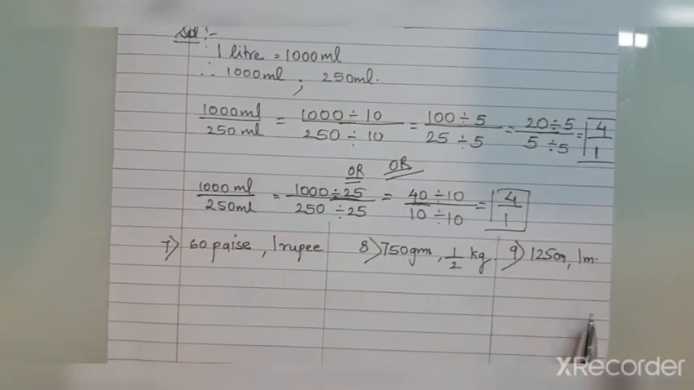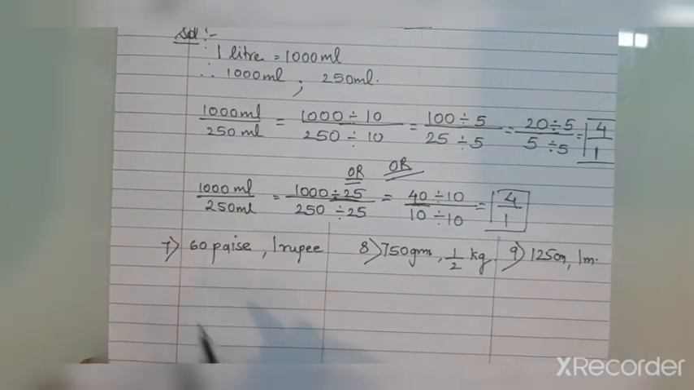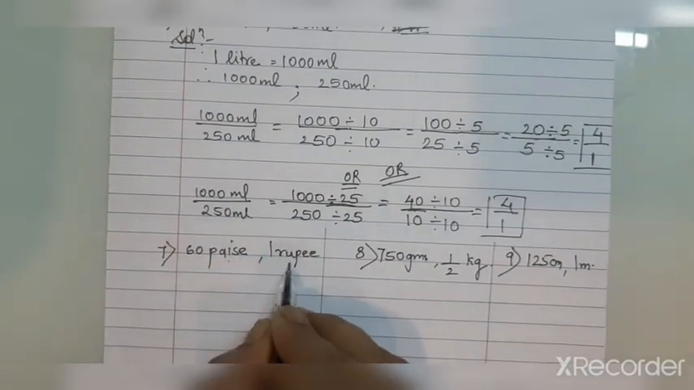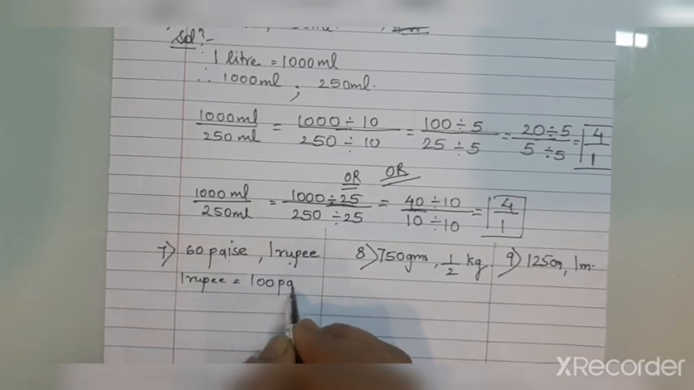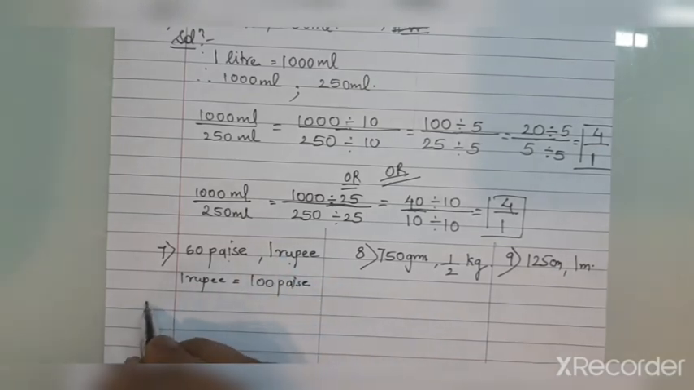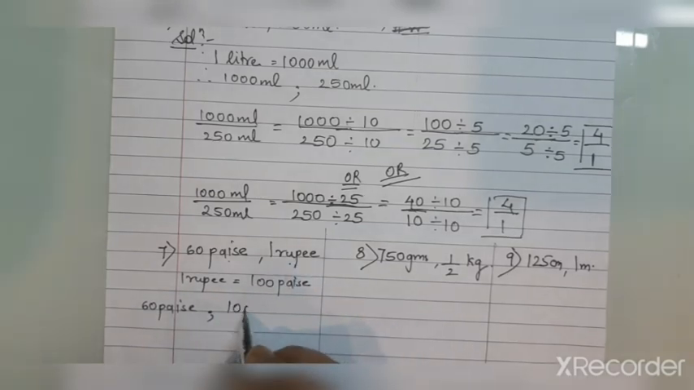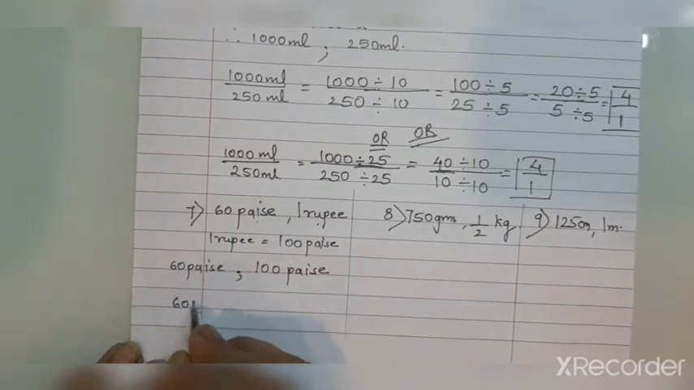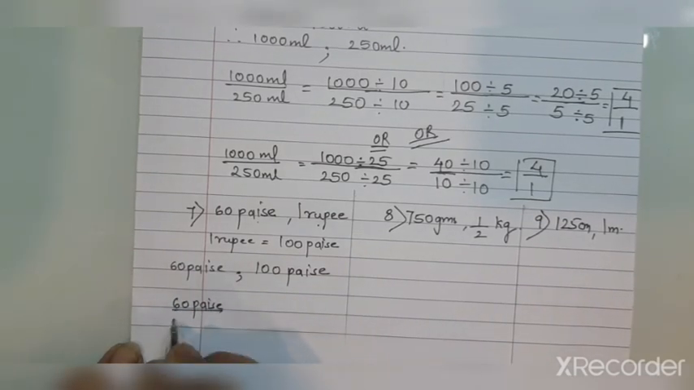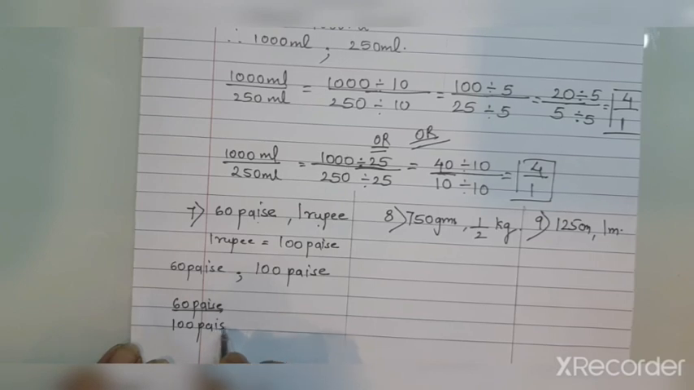Now the 7th, 8th and 9th are for homework. I will just show you their conversion. Here paise and rupees are there, so we will convert rupees to paise. We know that 1 rupee is equal to 100 paise. So the question will be 60 paise, and instead of 1 rupee, we will write 100 paise. We have to find the ratio of 60 paise upon 100 paise. And further, you all will solve.